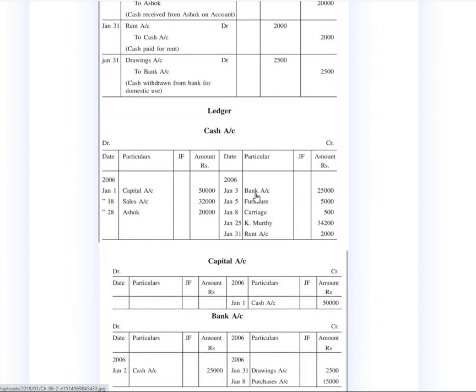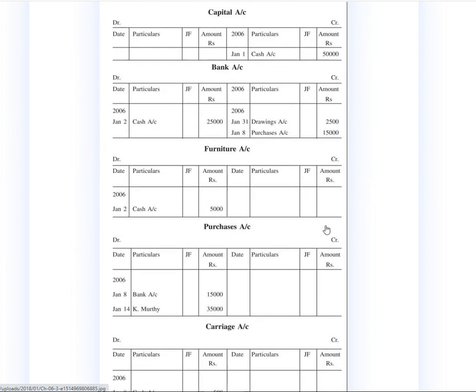Next, in the cash account we have to show it, because we have paid it to him. Now there is nothing left to be paid to K Murthy. That is, here the cash account is credited by 34,200. That is one thing.